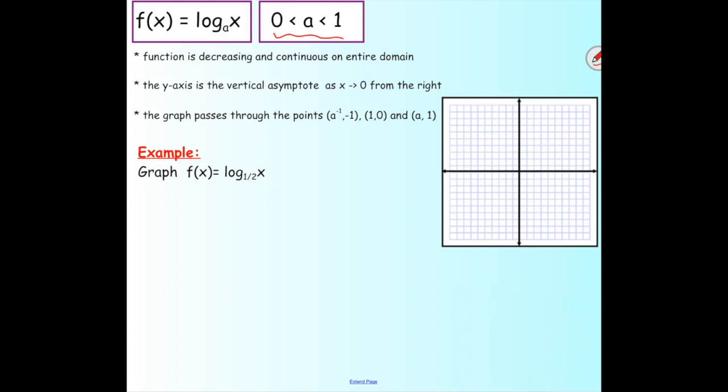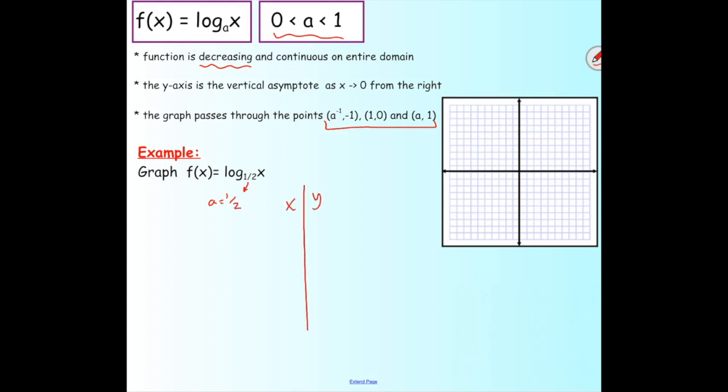So anyway, your base is going to be in between 0 and 1. How does that change things? Notice now it's going to be decreasing over the domain. Do our points change because our base is now a fraction? No, it's the same step. So here we go. Notice on this one, your base is now 1/2, right?